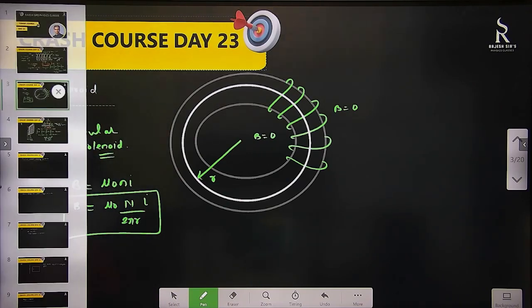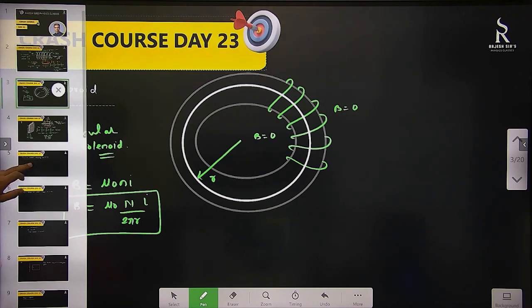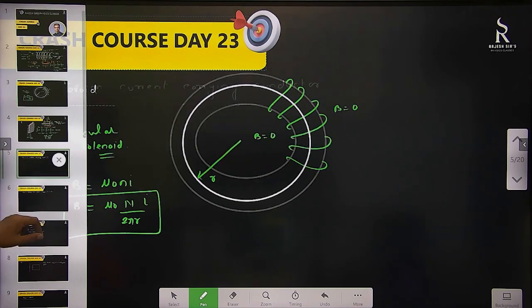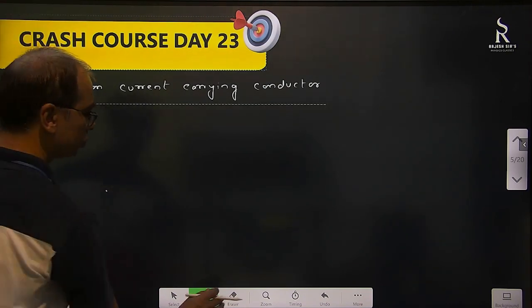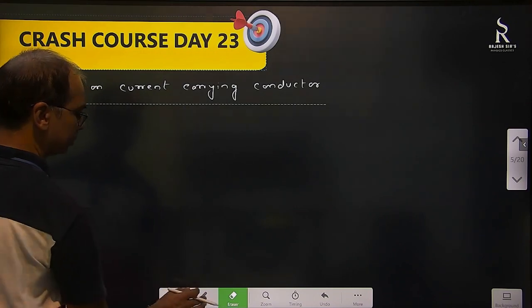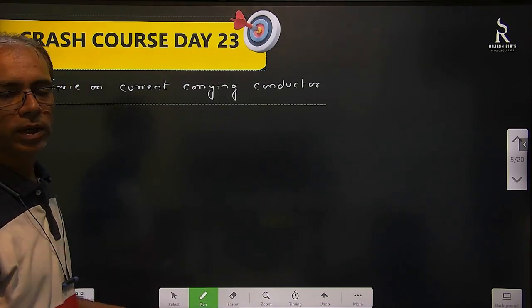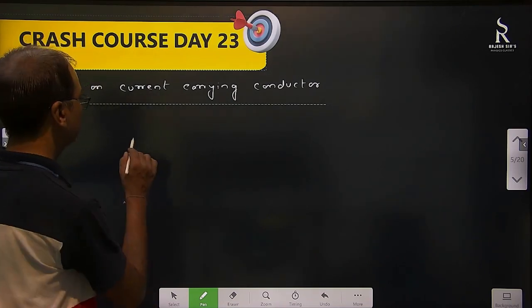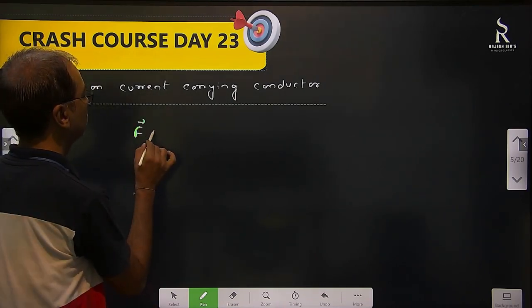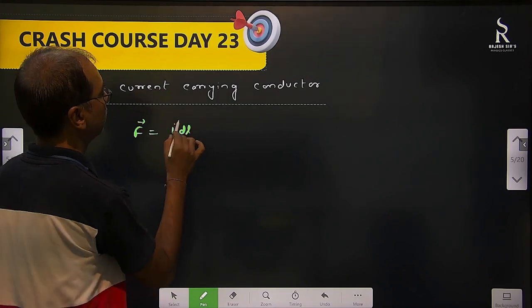Okay, let's move ahead then. Now we have force on a current carrying conductor. If we keep a current carrying conductor in a magnetic field, there will be a force on it. And what is that force? We write that force is I dl cross B.